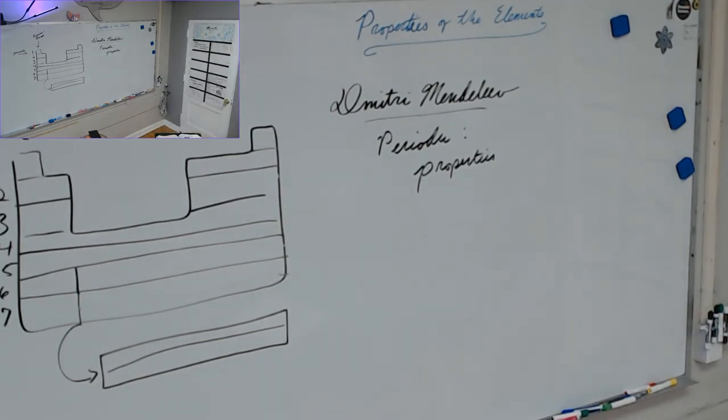Because of the way the periodic table is arranged, remember I wrote those numbers up there. Yeah, Kimber. Oh, in the columns. Go on, Kimber. Yeah, what can you tell by the columns? The number of valence electrons, right.